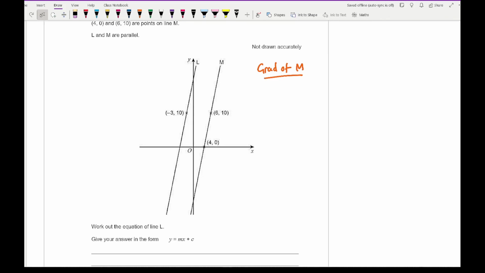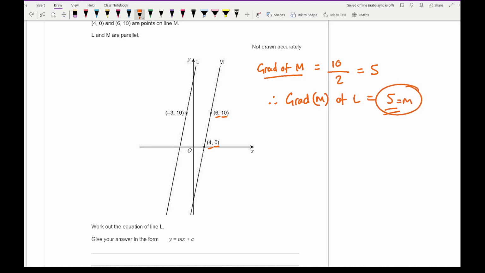Now we do that by looking at the difference in y, which is 10, over the difference in x, which is 2. So the gradient of M is 5. So that means that the gradient of L is also going to equal 5 because it is parallel. So m equals 5. The next thing I've then got to do is to find the value of c.